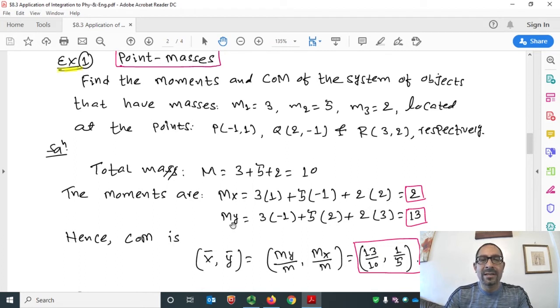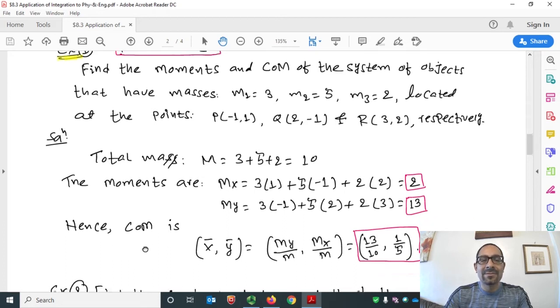Similarly, My equals the first mass times the distance from the x-axis, which is negative 1, so 3 times negative 1, plus the second mass times the distance from the x-axis of point Q, which is 2, so 5 times 2. Similarly, the third mass times the distance from the x-axis of point R is 3, so 2 times 3. Add them, 13.